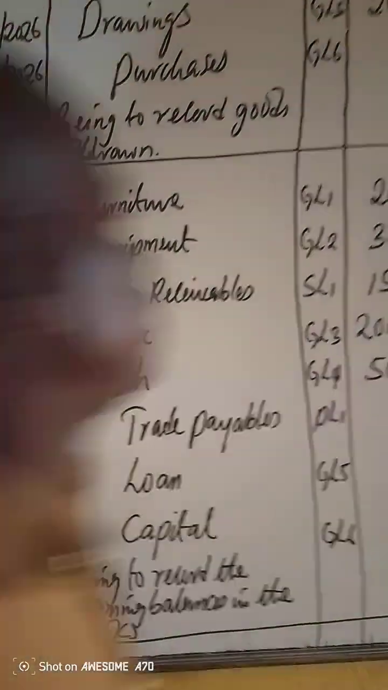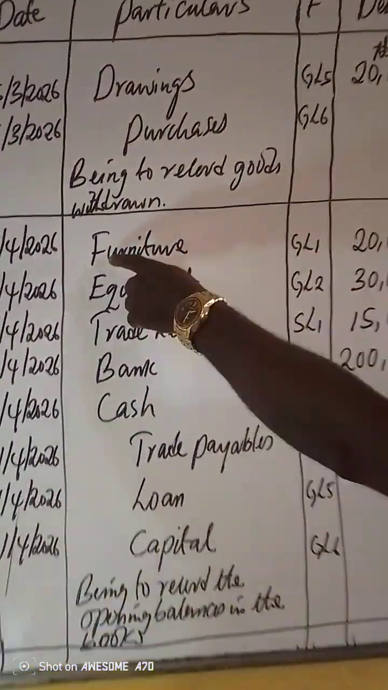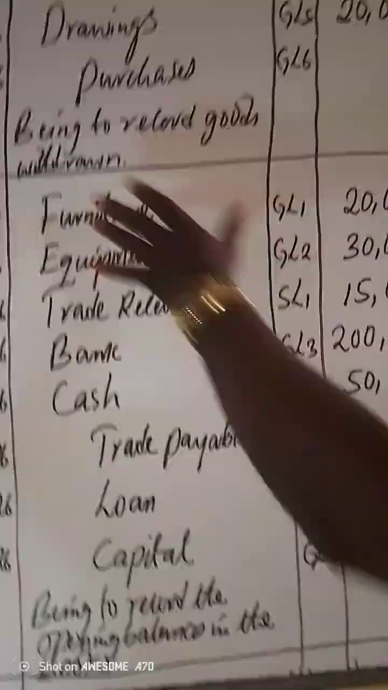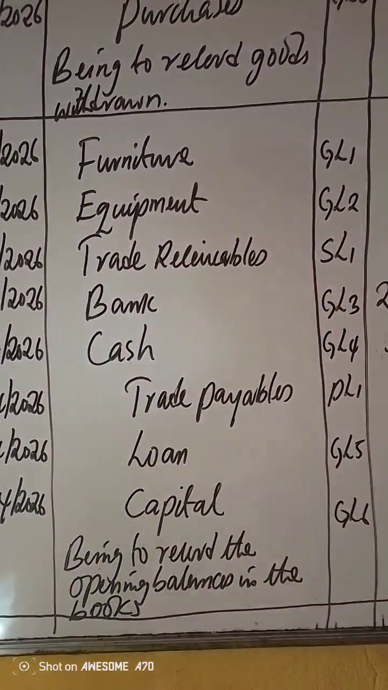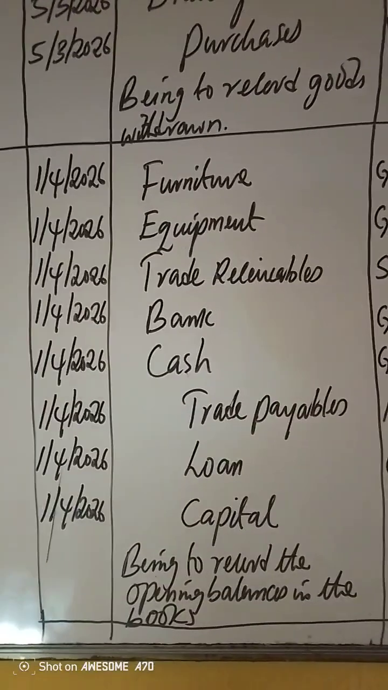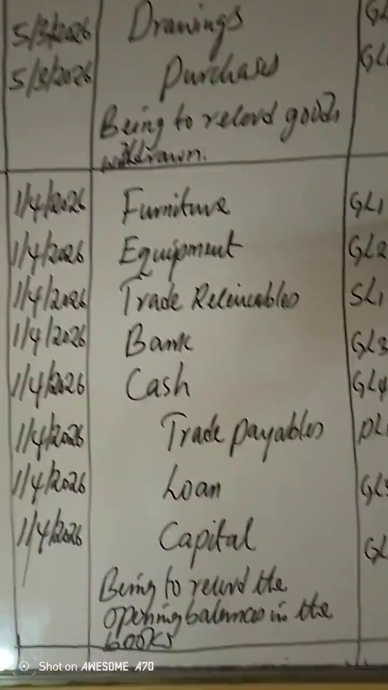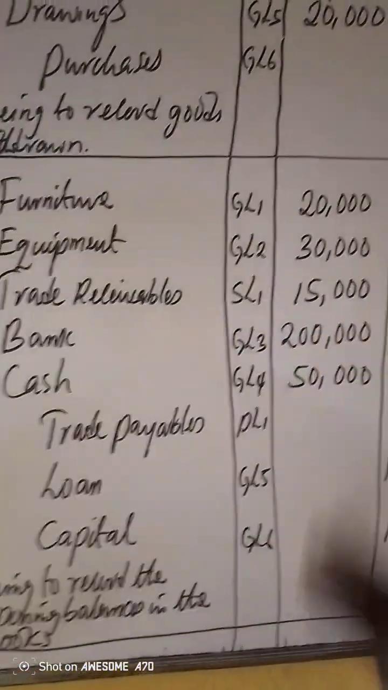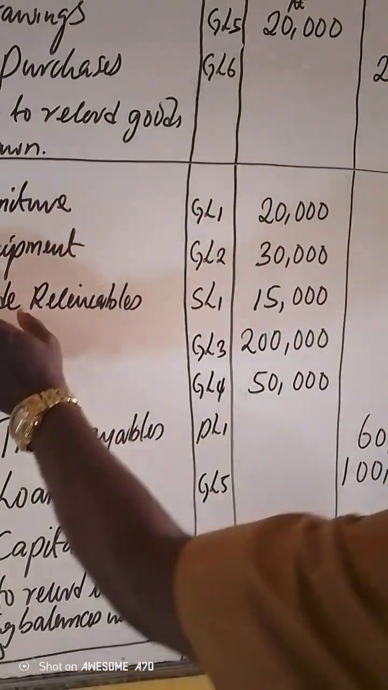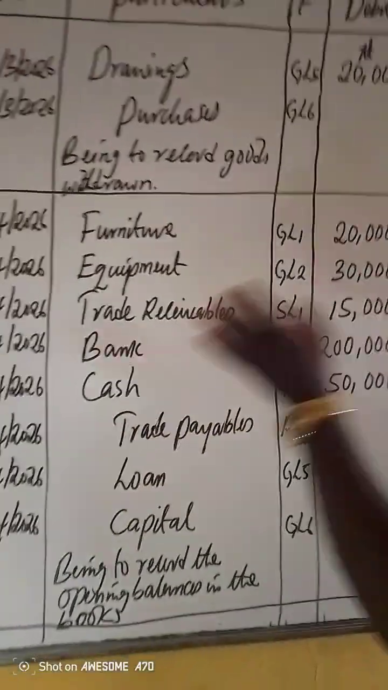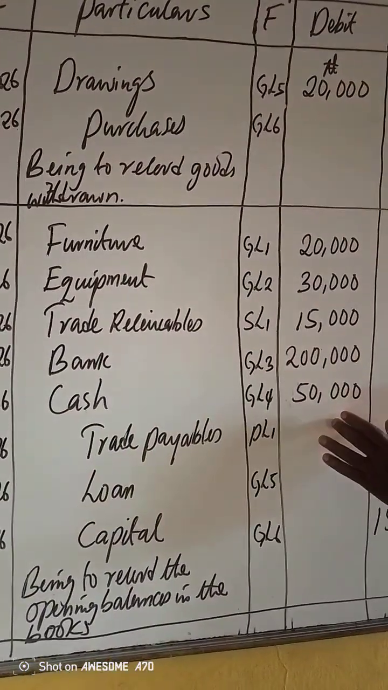So here you must bring the assets first. And if you want to arrange in the real order of accounting, the non-current assets must come first before the current assets. So in this case, we have furniture being debited here, 20,000. You just put them all on the debit side. Equipment 30,000, trade receivable 15,000, bank balance 200,000, and cash balance 500,000.